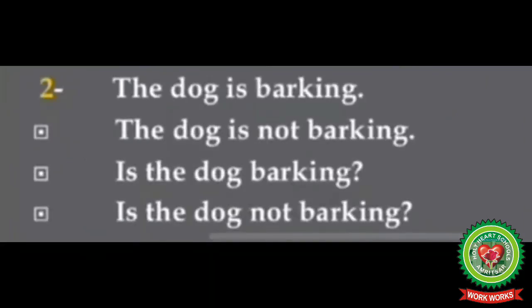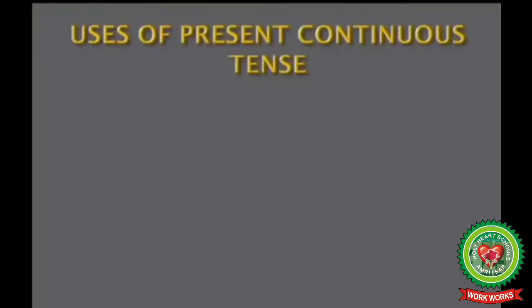The dog is barking. The dog is not barking. Is the dog barking? Is the dog not barking? I hope you have understood all the conversions of present continuous tense. Now let's have a quick review on the uses of present continuous tense.